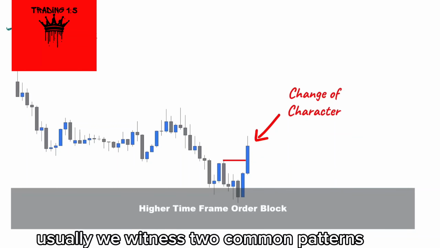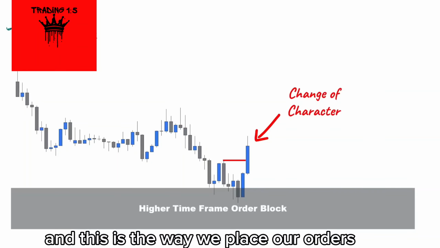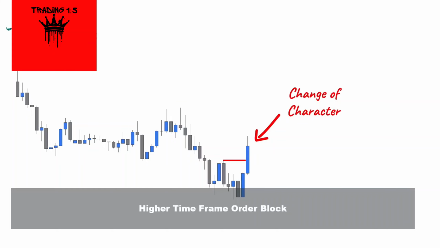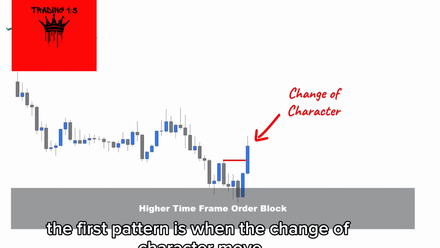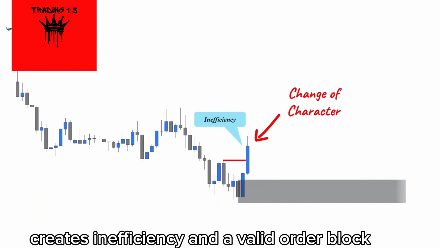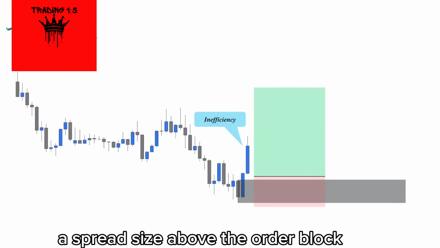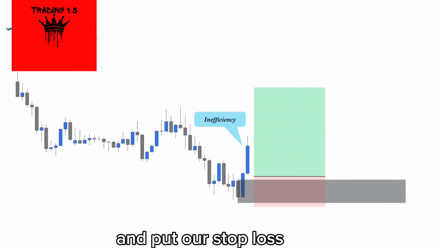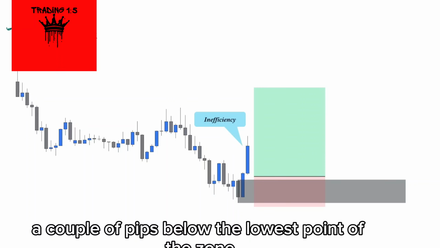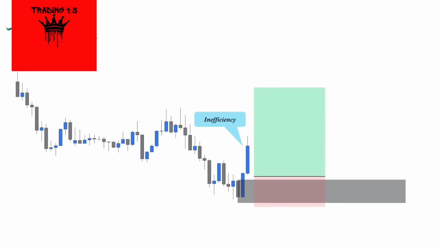Usually we witness 2 common patterns, and this is the way we place our orders. The first pattern is when the change of character creates inefficiency and a valid order block. So we place our order a spread size above the order block, and put our stop loss a couple of pips below the lowest point of the zone.